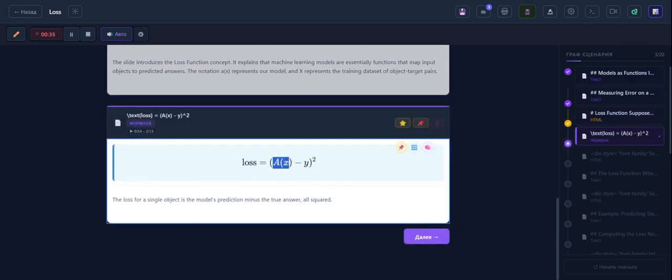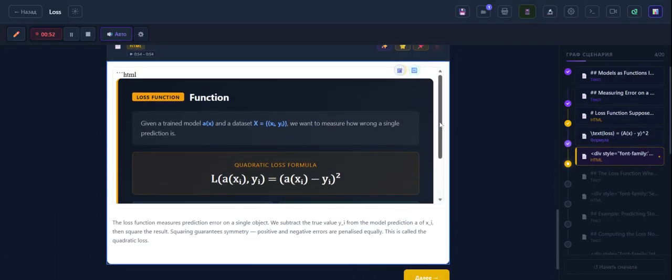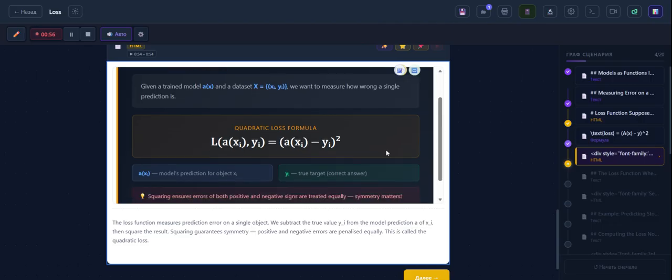And this is how this formula looks. Our function a(x) is our prediction and y is the target value. We square the whole thing to get a loss function. This is how the formula looks mathematically.